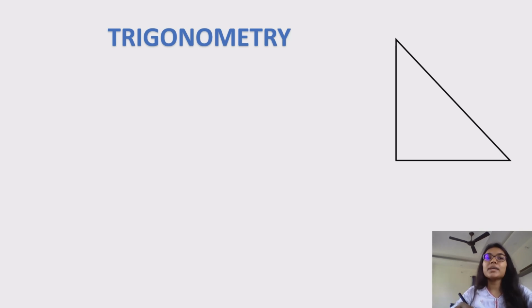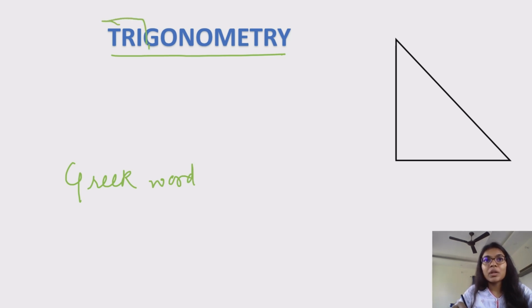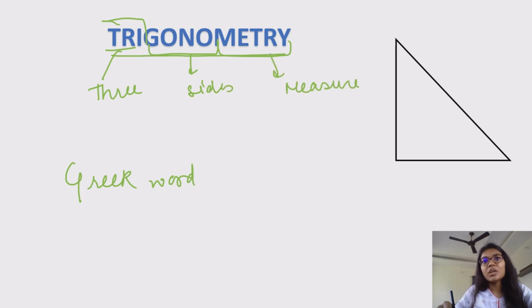Before understanding what trigonometric ratio means, we need to understand what the word trigonometry means. Trigonometry is a Greek word made up of three words: tri, gono and metry. Tri means three, gono means sides, and metry means measure. What are we going to measure here? We are going to measure the sides and angles of a figure.